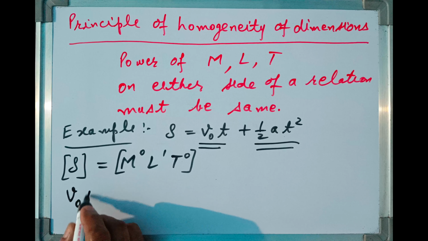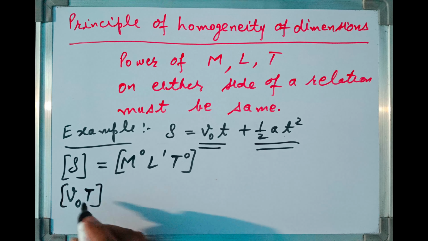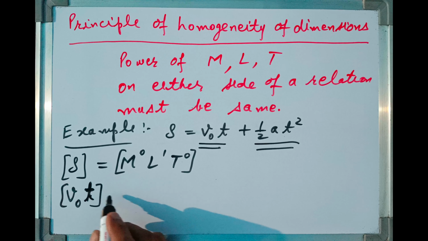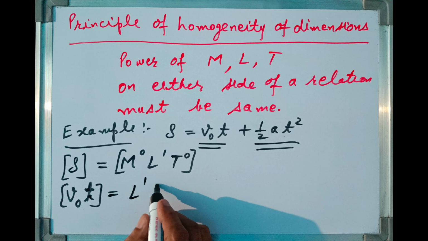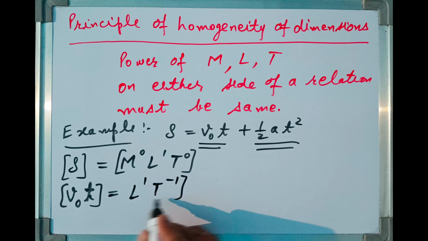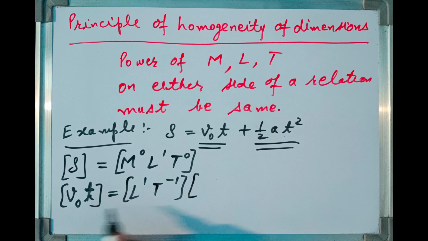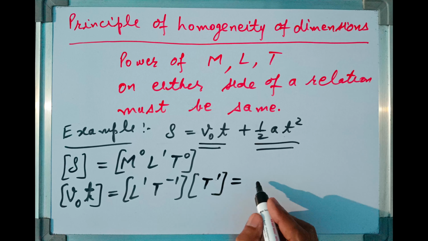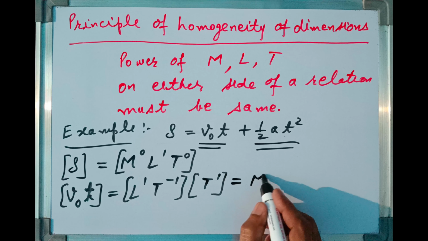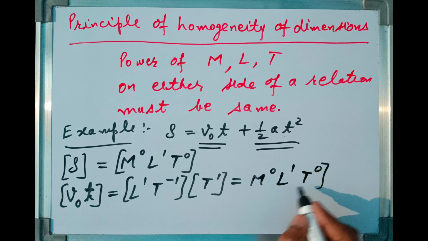Similarly, the dimension relation of the second term, V naught t: V naught is speed, so it will have L1 T minus 1. It will be multiplied with the dimension formula of time. Time is nothing but T raised to power 1. After simplification, I get M0 L1 T0.